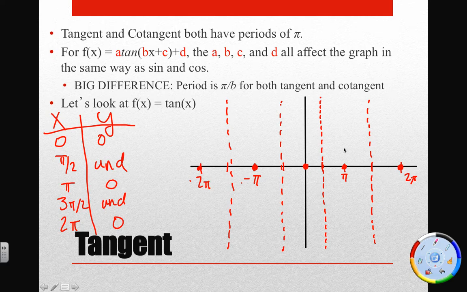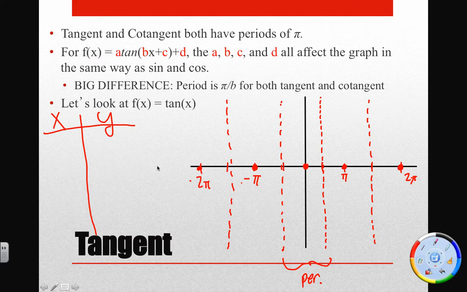So what we need to do is figure out what's going on between the asymptotes. And what I want to point out is that the distance between two asymptotes is one full period. From negative pi halves to positive pi halves, that's 1 pi. So let's change my table to go from negative pi halves to pi halves, and then we want the middle values, which are going to be negative pi fourths and pi fourths.